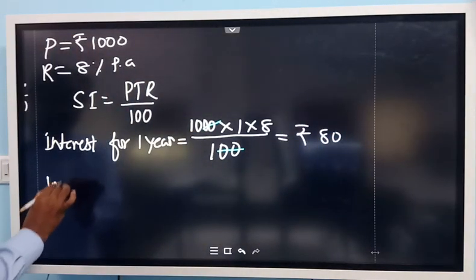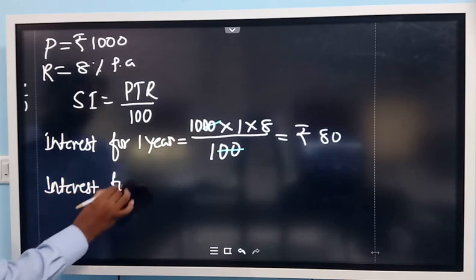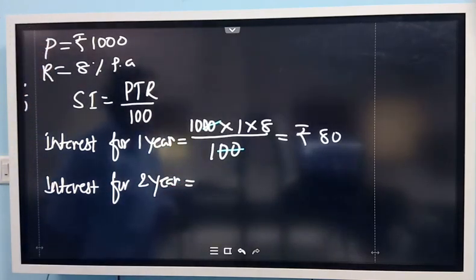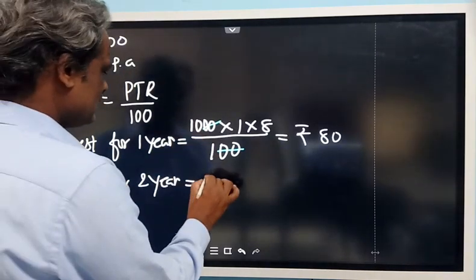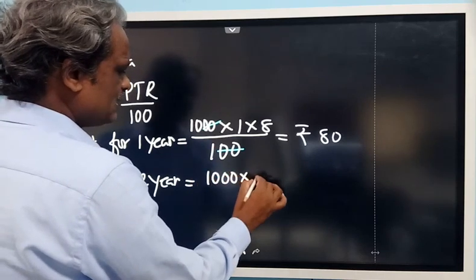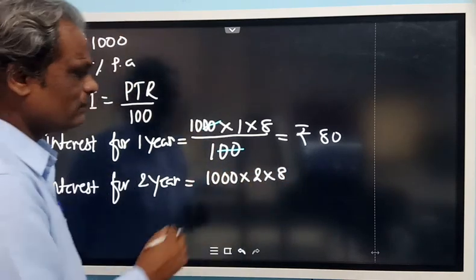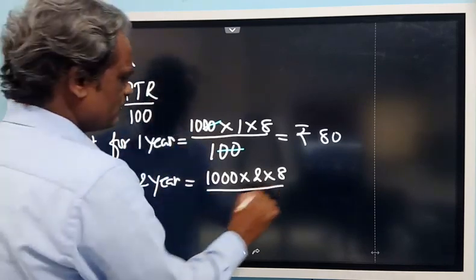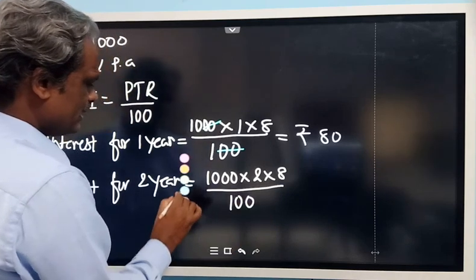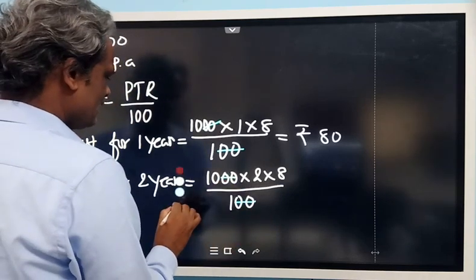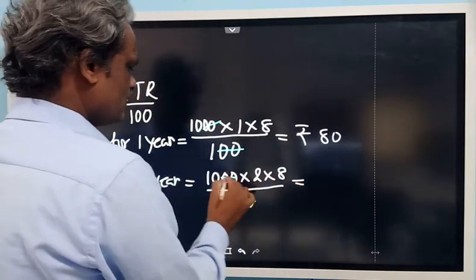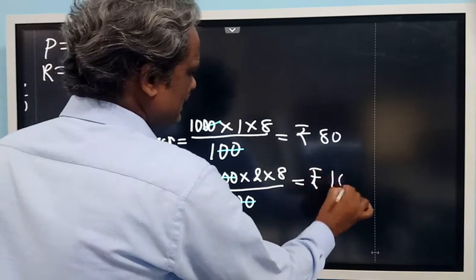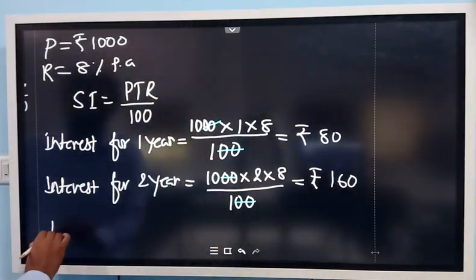Similarly, let us see the interest for 2 years. At the end of 2 years, the interest you are going to get for this investment. This is the same amount 1000. Time changes, rate of interest is same. PTR by 100, P principal, time T, rate of interest R divided by 100. Again you can cancel the 2 zeros and 2 zeros. You will get 8 2s are 16, 16 into 10, 160. So rupees 160.